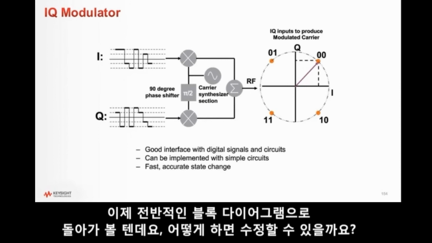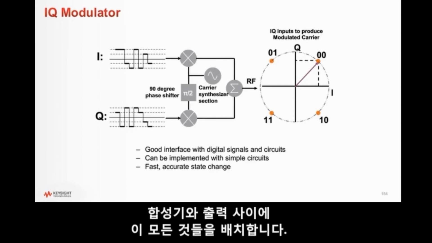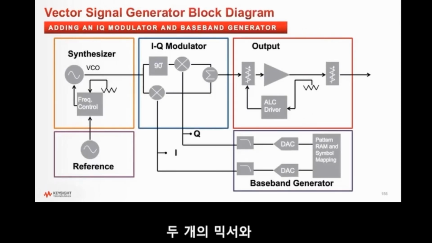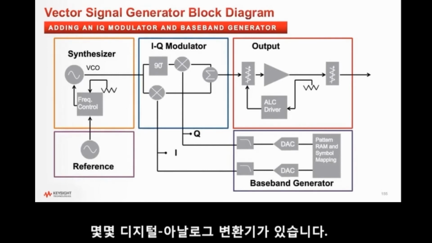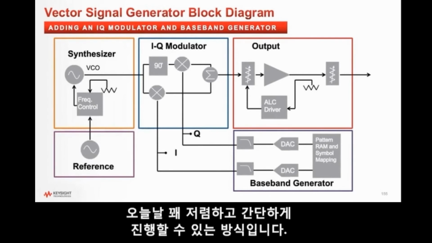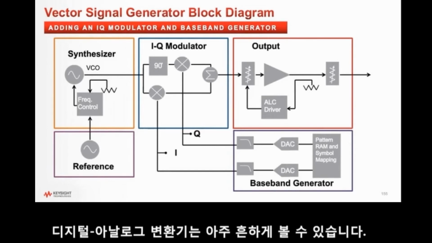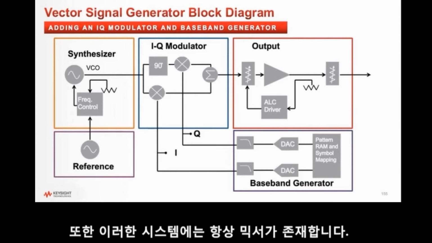So if we go back to our overall block diagram, how do we modify this? Well, right in between the synthesizer and the output, we jam in all this stuff. We've got two mixers, we've got our 90-degree phase shift, and then we've got a couple of digital analog converters. So it's a pretty simple, pretty cheap scheme to do in today's modern age. Digital analog converters, very common. Mixers you always have in these systems anyway.